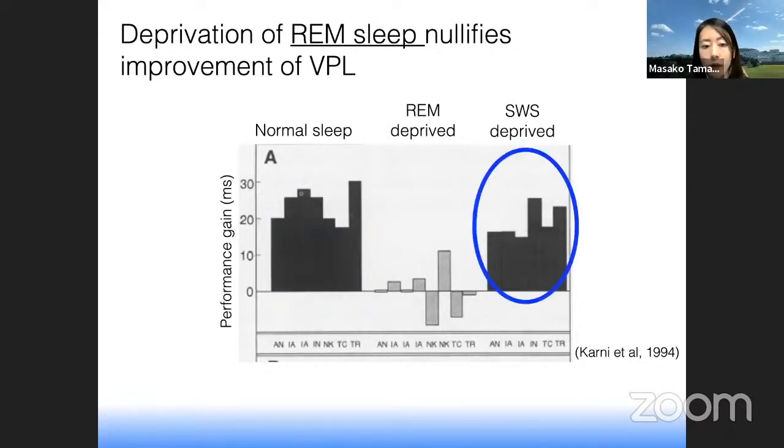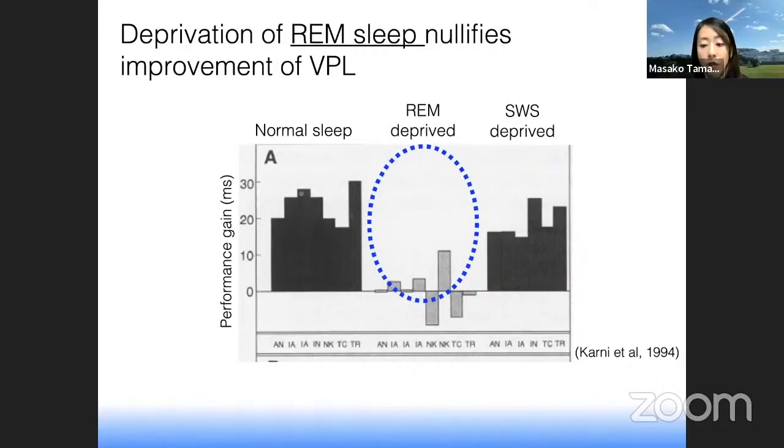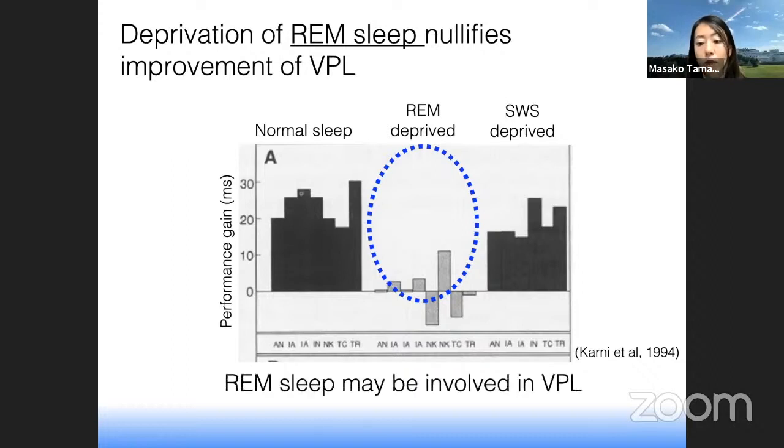Also, after slow wave sleep was deprived, this is a type of non-REM sleep, the deepest non-REM sleep, subjects still showed improvement after sleep. However, after REM sleep deprivation, the significant performance change which occurred in the other two conditions was gone. So this result indicates that REM sleep also plays a certain role in visual perception learning. However, how REM sleep is involved in learning remained unclear.